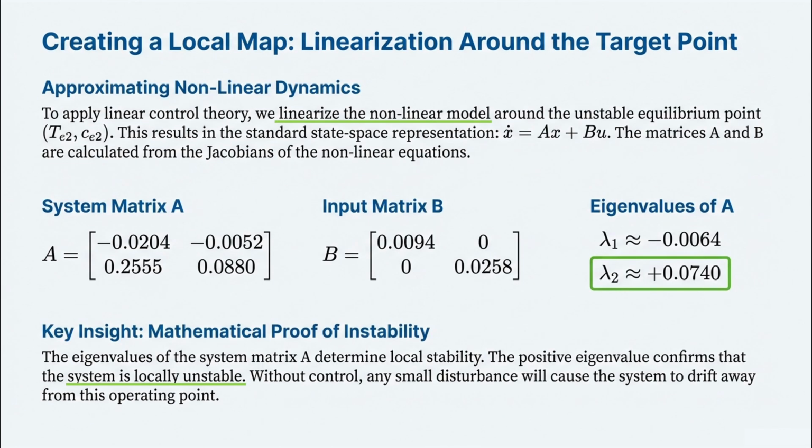The fact that the second point is unstable can be shown by a linearized model around the local point. By doing so, system matrices A and B can be found, and the eigenvalues of A are calculated. The result is a negative eigenvalue, but also a positive one, providing proof that the system is really unstable in this point.